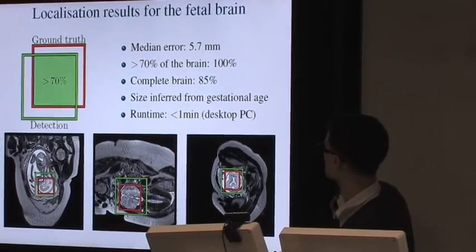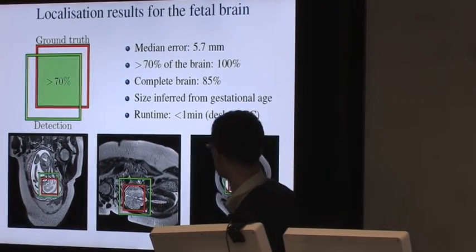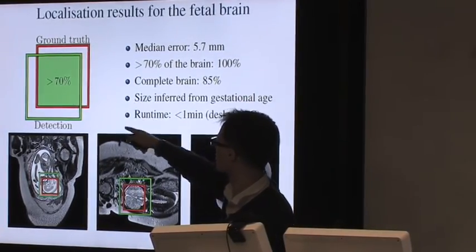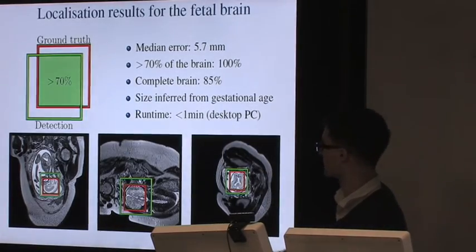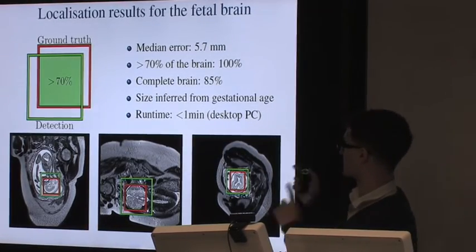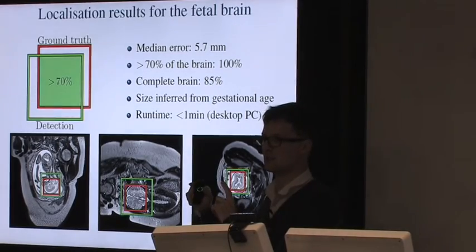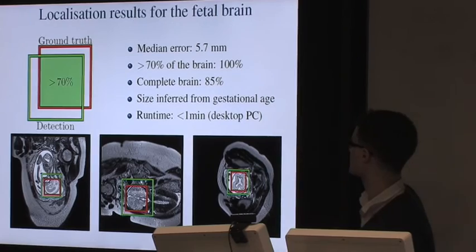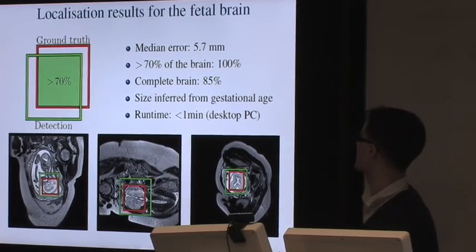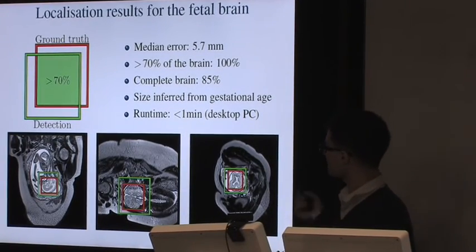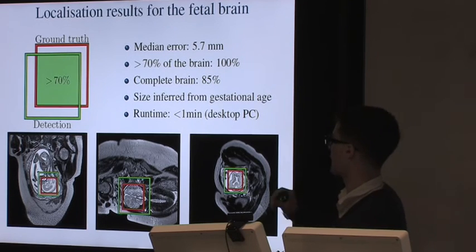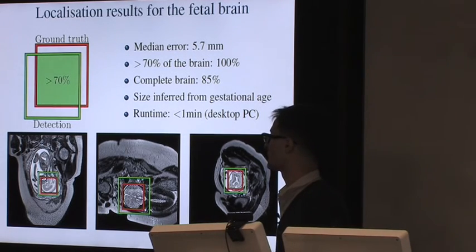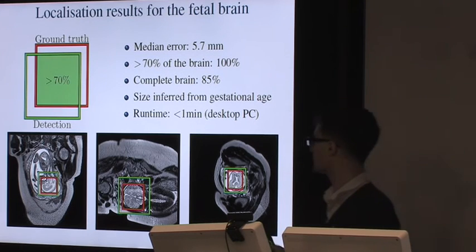In terms of evaluation, in red is the ground truth, green the detection. If we compare the center of both boxes, the median error in a 10 leave 1 out cross validation was 5.7 millimeter. In all cases, we had an overlap larger than 70%.